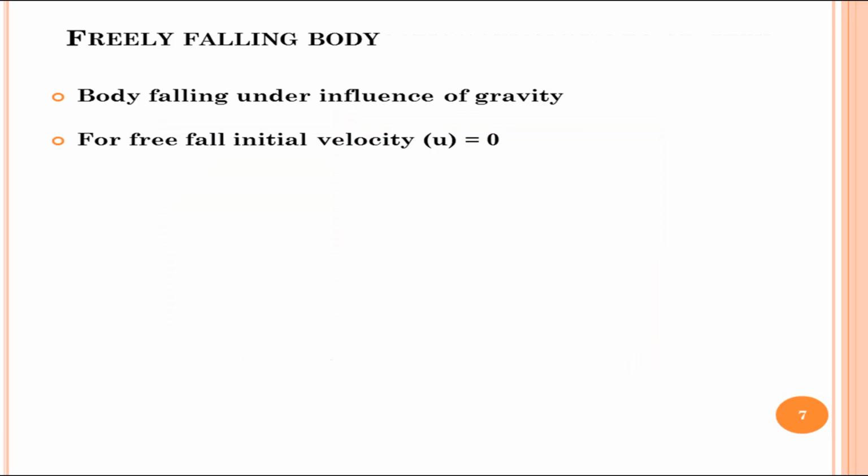Now, if we look at this equation, v is equal to u plus at. Suppose the body is dropped. When you drop a body, its initial velocity is equal to 0. Any body which is dropped from a particular height and moves only under the influence of gravity is said to be a freely falling body. For a freely falling body, the u value, that is the initial velocity, is always equal to 0. That means it is dropped from a certain height and moves only under the influence of gravity.